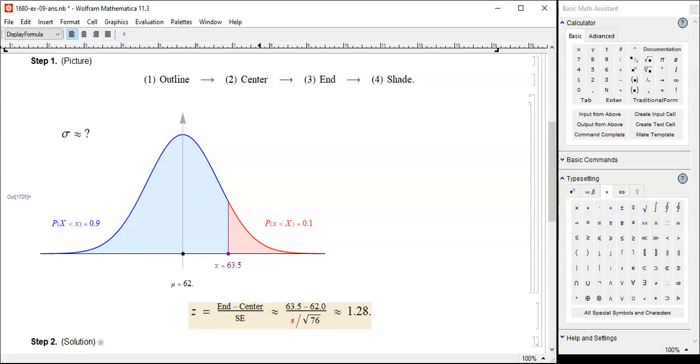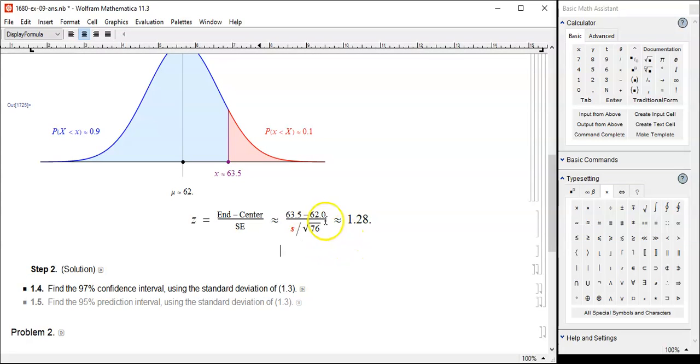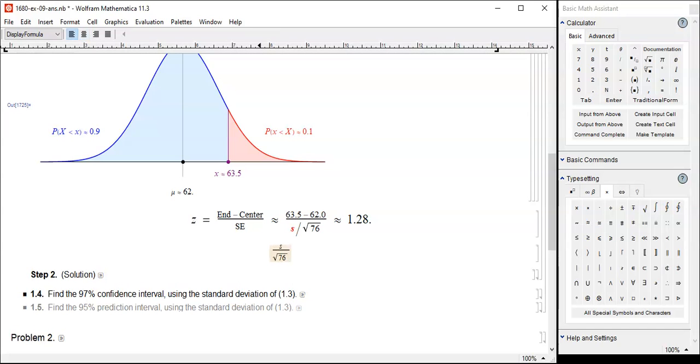Okay, ready to go? Okay, all right. Let's go ahead and do that. Let's switch these two. Basically, I can divide both sides by 1.28 and put it down here, and multiply the denominator to both sides so that I can go over there. So the conclusion here is s over square root of 76 is approximately equal to 63.5 minus 62.0. Oh, excuse me.